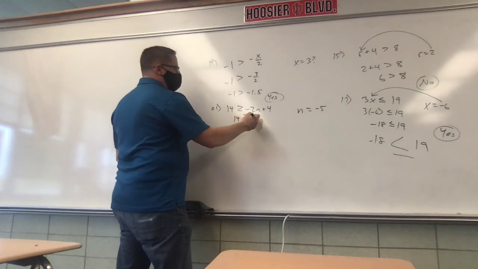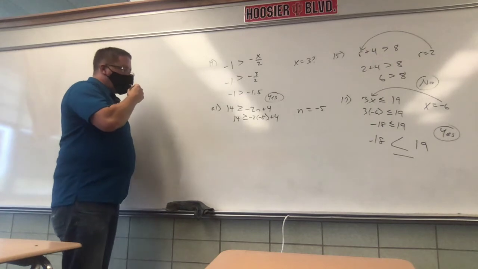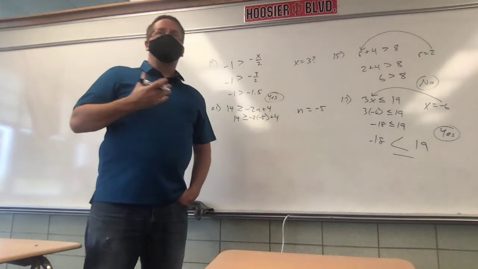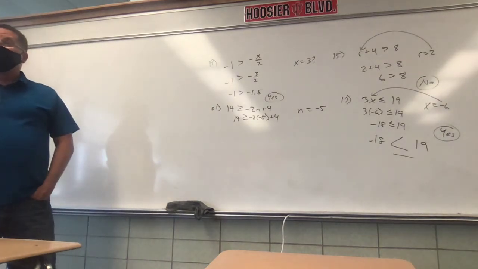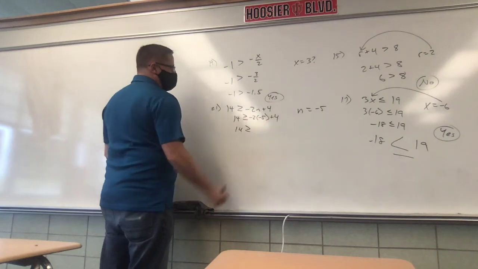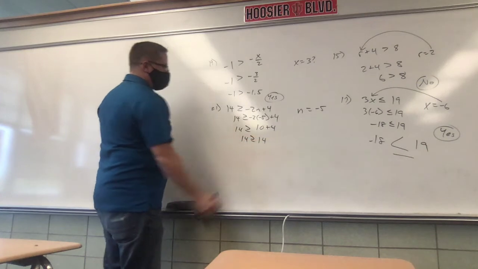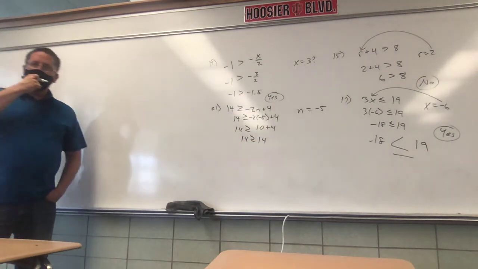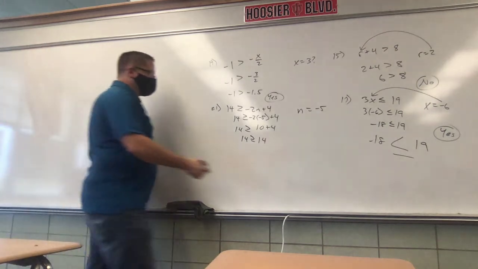14, -2 times -5 plus 4. And some rules that you learned in middle school, some people have forgotten: when you multiply a negative and a negative, you get a positive. What happens when you add a negative and a negative? You get a negative. Those are rules that you have to memorize somehow. So -2 times -5 is +10, plus 4. 10 and 4 is 14. Is 14 bigger than or equal to 14? It's true. What if it was just bigger than? Is 14 bigger than 14? No. But it's equal to. So that is a true statement.